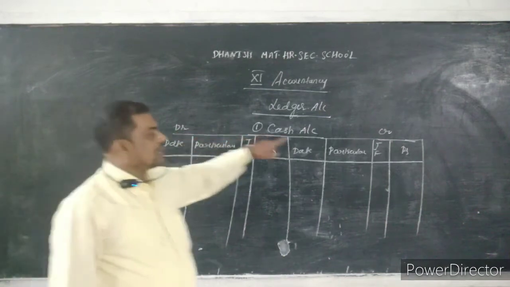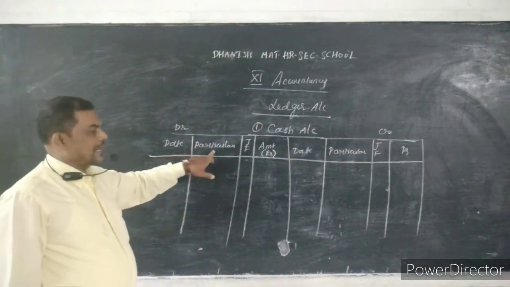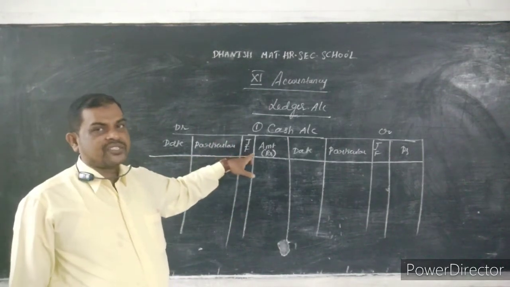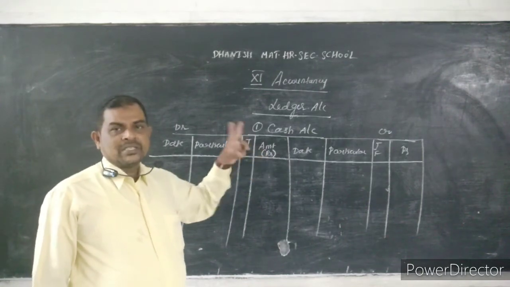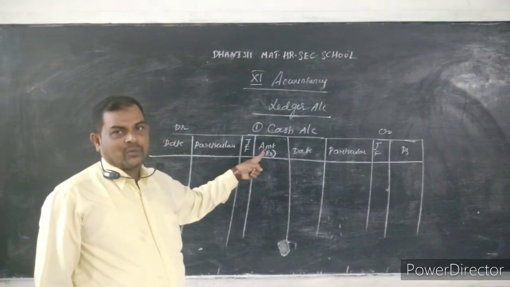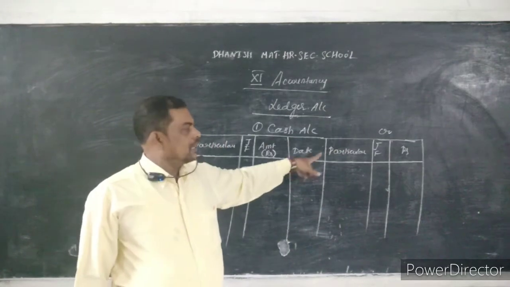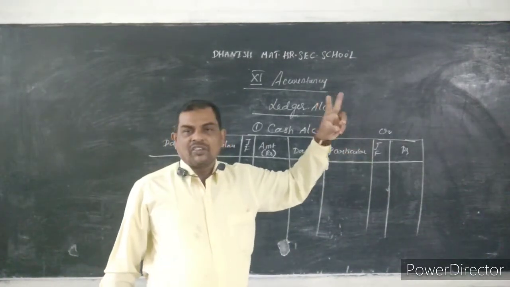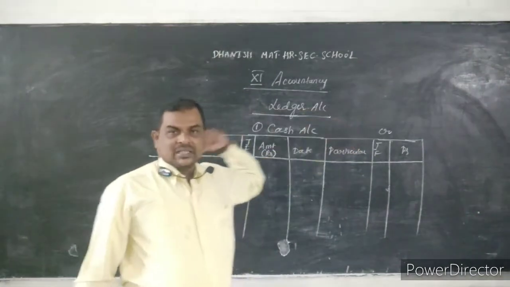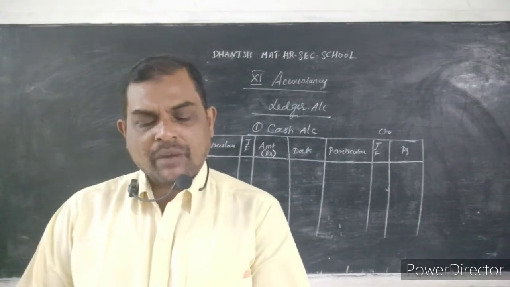Debit side DR, credit side CR. Date, particulars, and the thin column is called JF, journal folio. Amount in rupees, there will be two amount columns. You should not use the first amount column. You have to take the second column only as the amount column. Likewise in the credit side: date, particulars, JF, two amount columns will be there. You have to use only one amount column, that is called amount in rupees. Here is DR, here CR. This is the format of the ledger account.